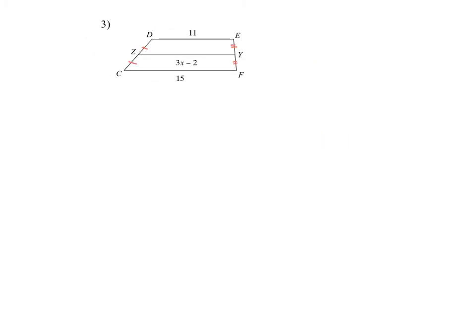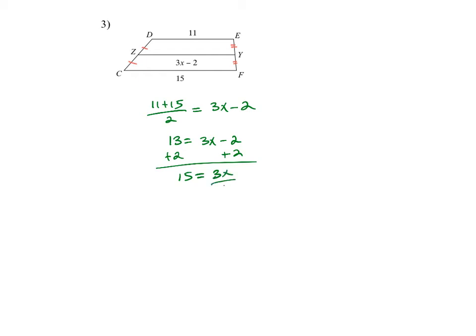So the next one, I have the mid-segment. I have enough information because it's telling me that the pieces on each leg are congruent. So how am I going to write this? Remember that the measure of the mid-segment is the sum of the bases divided by 2. So 11 plus 15 divided by 2 equals 3x minus 2. I'm just solving. 26 divided by 2 is 13. 3x minus 2 plus 2, 15 equals 3x, and dividing by 3, x equals 5.